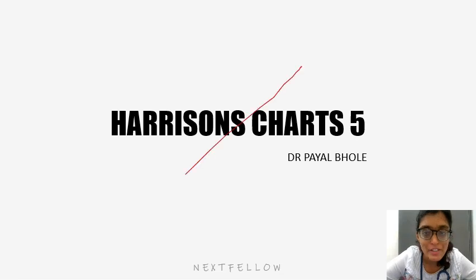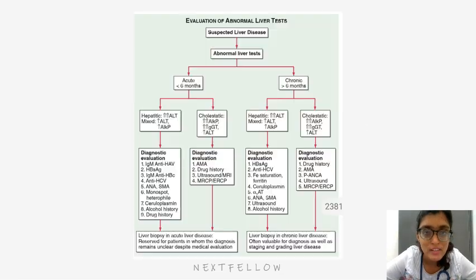Coming to the next set of algorithm charts. Coming to the evaluation of liver function test. When you are suspecting a liver disease and the liver tests are abnormal, first determine if it is acute, less than 6 months, or chronic, more than 6 months.